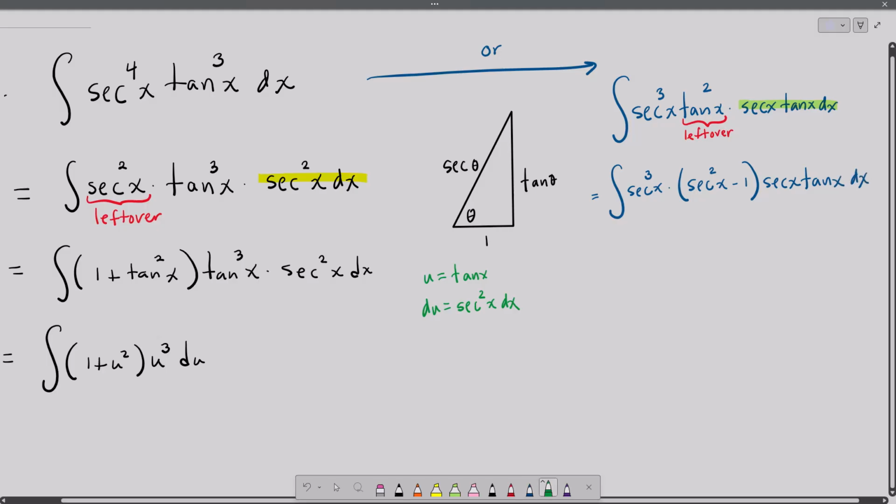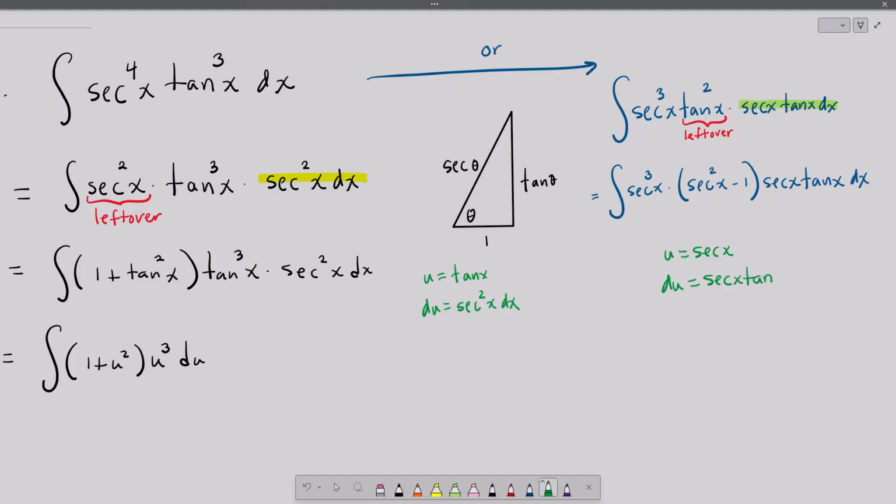Now we can let u be secant, and du will be secant tangent. And our substitution is going to yield that. And then we're in the same position. Distribute the u's, just like we did there. Integrate with respect to u, and then back substitute where all the u's get converted back to secants. And these are going to look different. One will have secants, one will have tangents, but they will be equivalent.